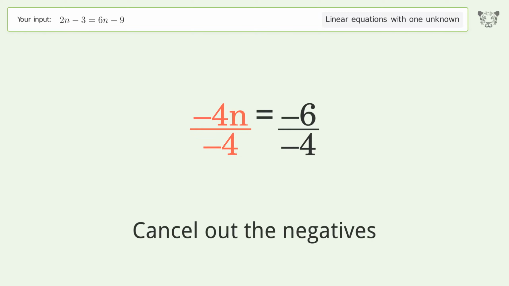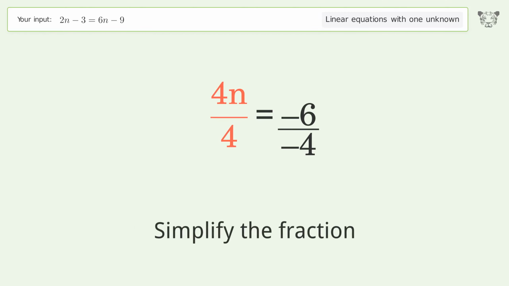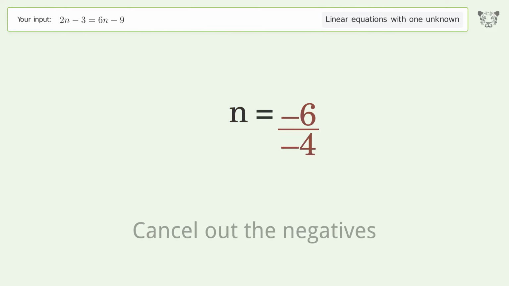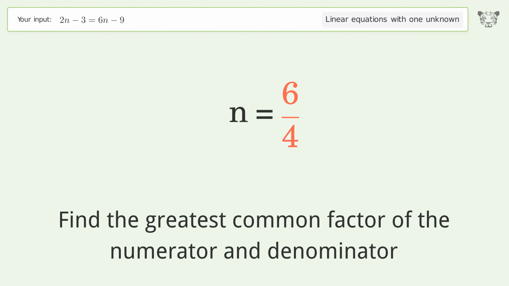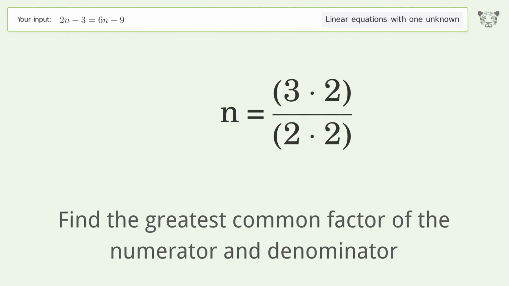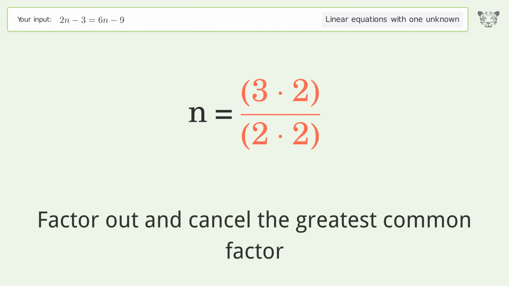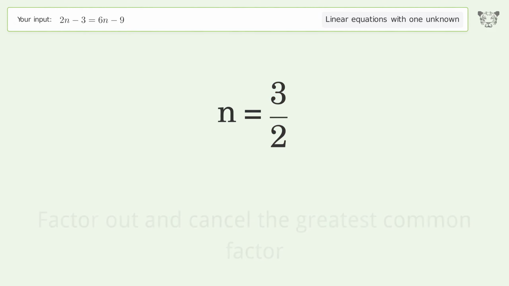Cancel out the negatives. Simplify the fraction. Cancel out the negatives. Find the greatest common factor of the numerator and denominator. Factor out and cancel the greatest common factor. And so the final result is n equals 3/2.